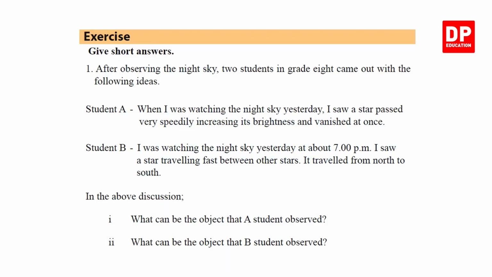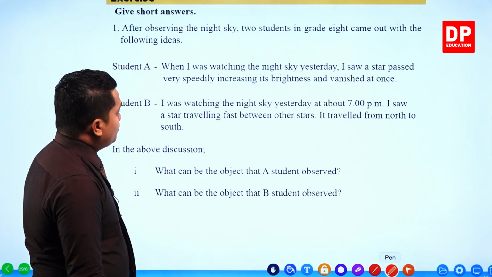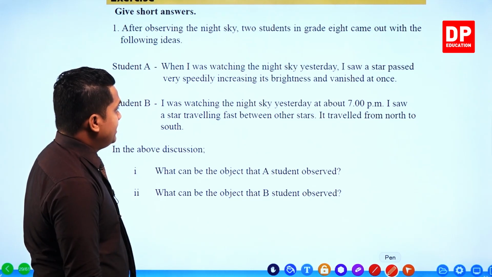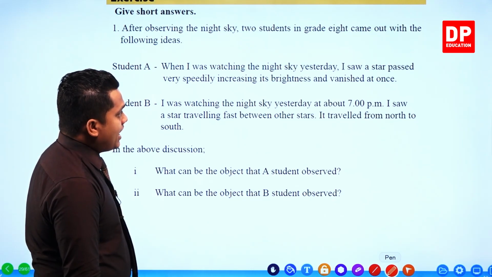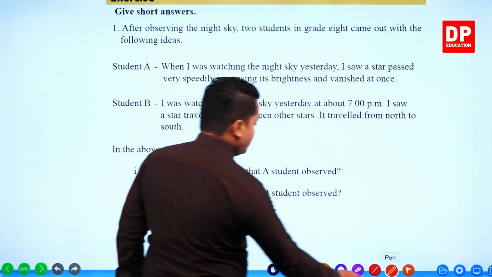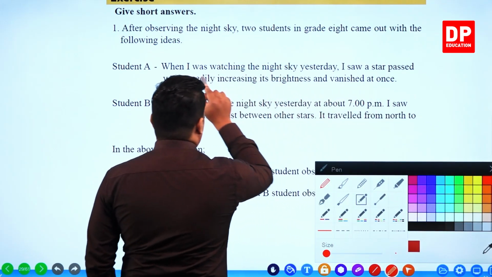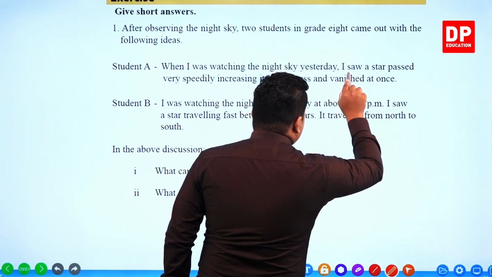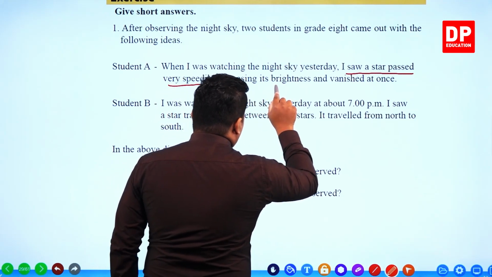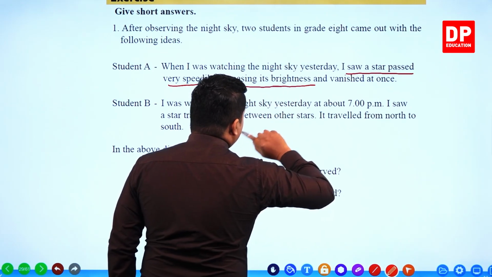Next one. Here it is given, after observing the night sky, 2 students in grade 8 came out with the following ideas. Student A: when I was watching the night sky yesterday, I saw a star pass very speedily, increasing its brightness and vanishing at once. Now see the key points: star passed very speedily, increasing brightness and vanishing.